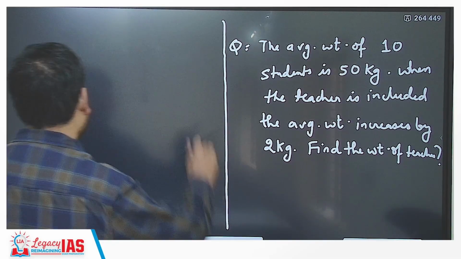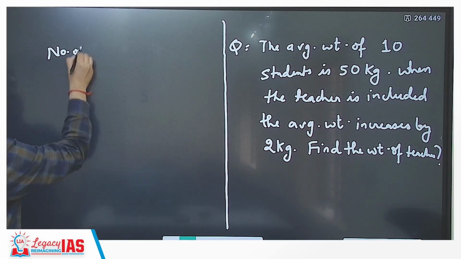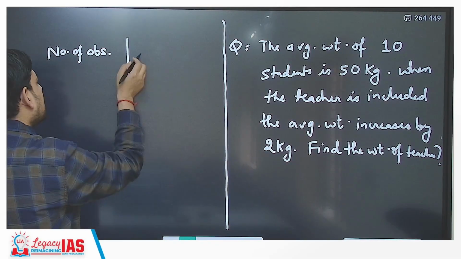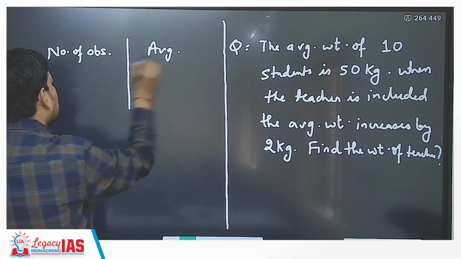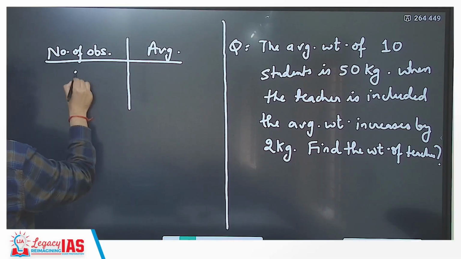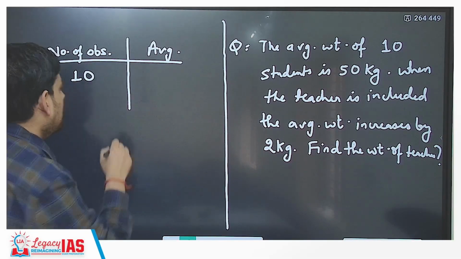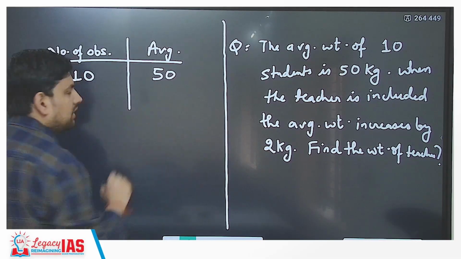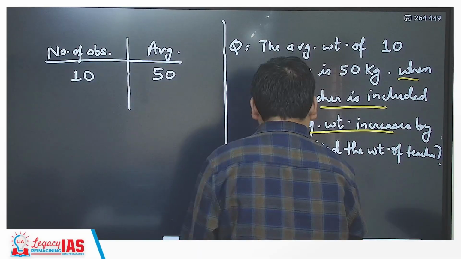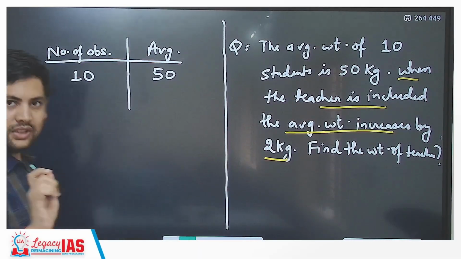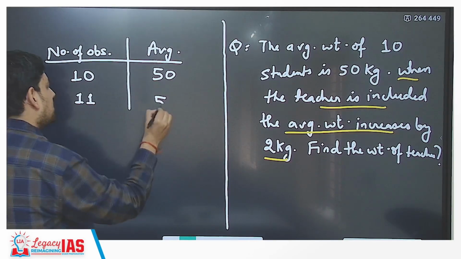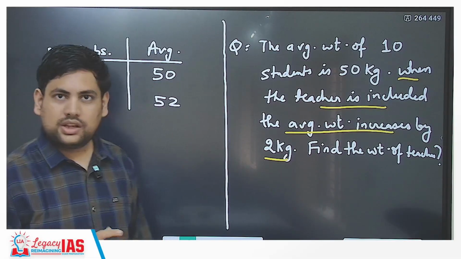Okay, simple. Now as we understood, here we write the number of observations. Then on the other side we write the average for those observations. So number of observations is what? Average weight of 10 students. So for 10 observations, the average is given to be 50 kg. Correct? Now when the teacher is included, the average weight increases by 2 kg. So the teacher is also included. So 10 students plus 1 teacher, so total 11 observations, and average becomes 2 more. That means 52 kg. Understood?